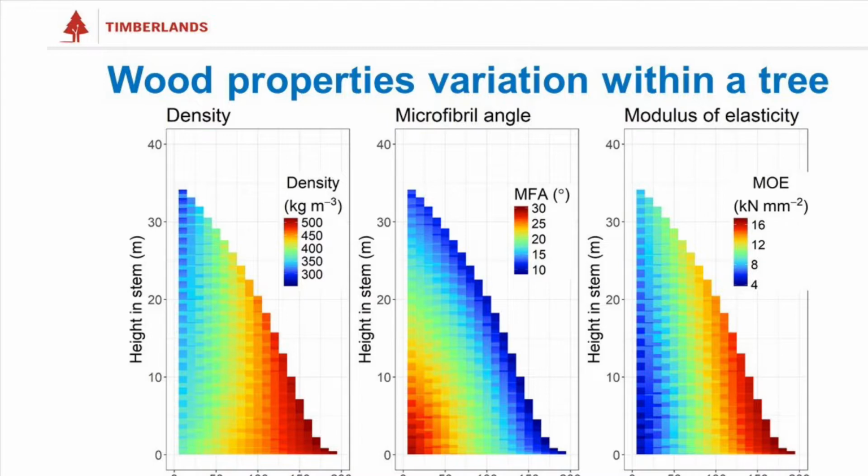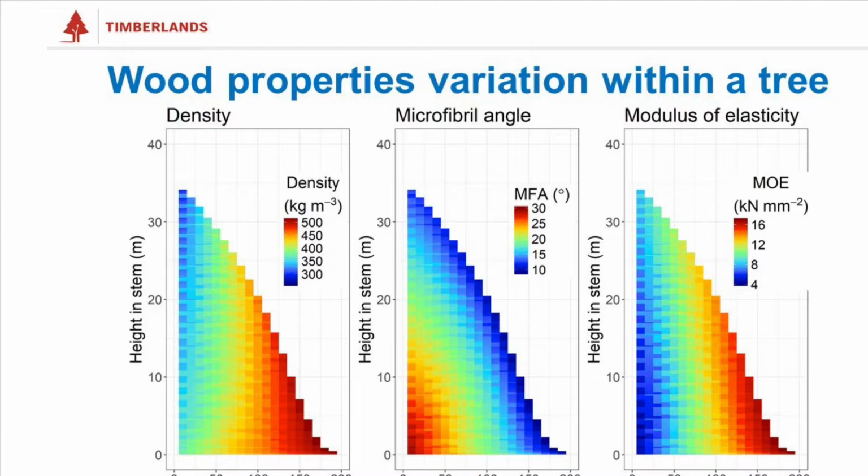The three examples in this slide show the average radial and longitudinal variation in wood density, microfibril angle, and modulus of elasticity that exist within a tree. Each figure represents a vertical slice through the stem, with the pith on the left-hand side and the bark on the right. What is apparent from these graphs is the core wood zone near the pith that contains wood with low density, high microfibril angle, and low stiffness.